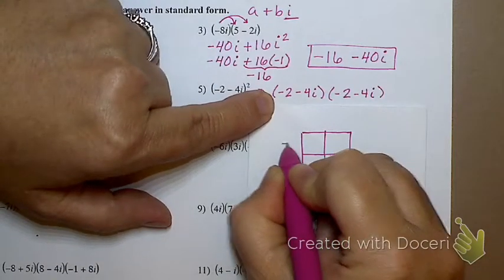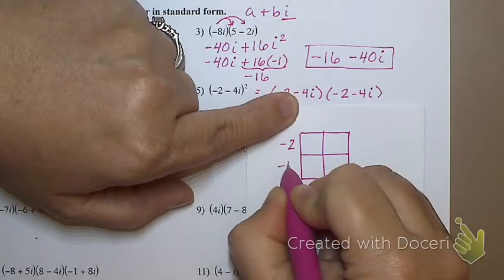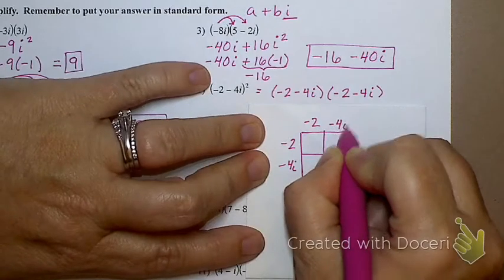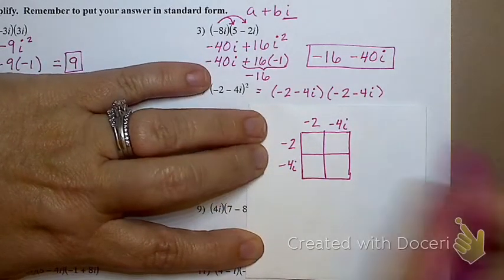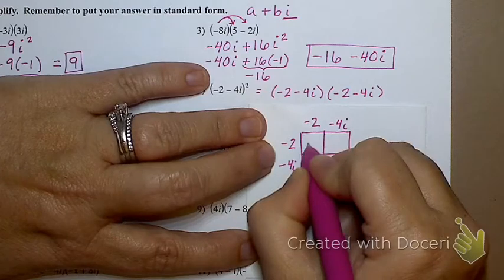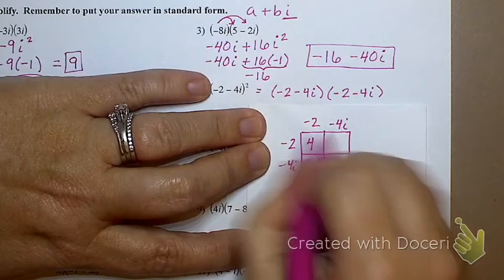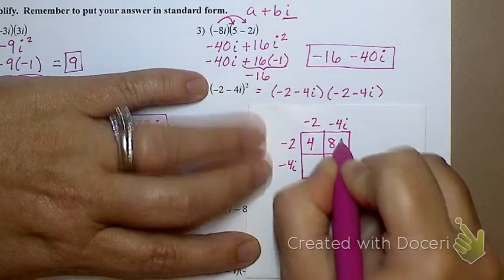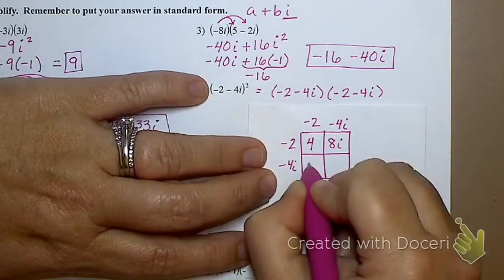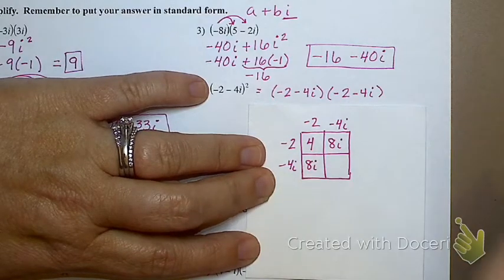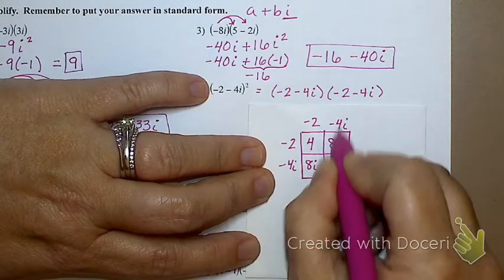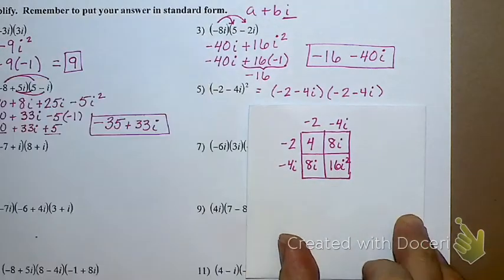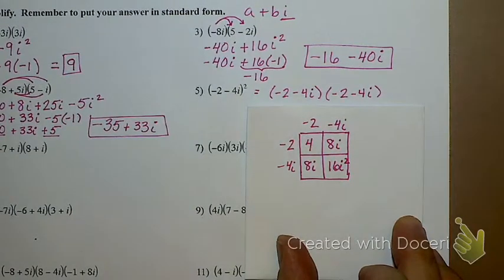So let's see. Negative 2 and minus 4i, and then negative 2 and minus 4i. And then I treat it like a multiplication table. Negative 2 times negative 2 is positive 4. Negative 2 times negative 4i is 8i. Negative 4i times negative 2 is 8i. And negative 4i times negative 4i is positive 16i squared. Yes?